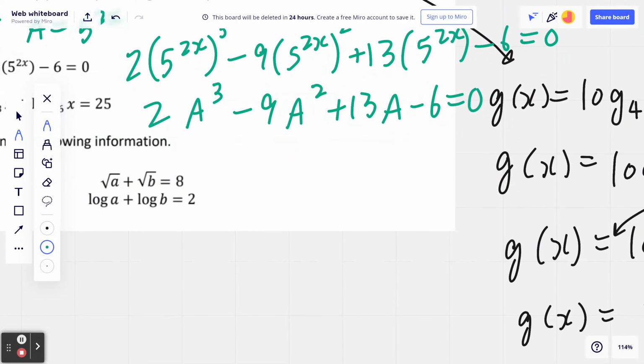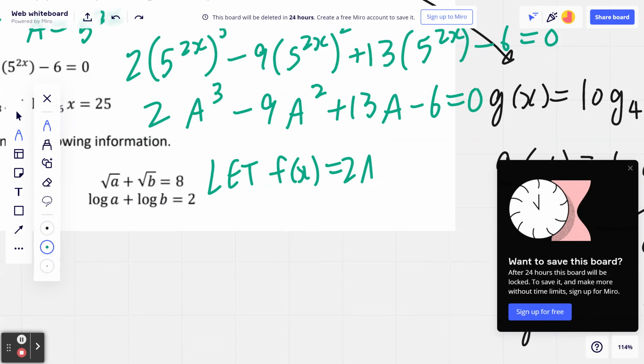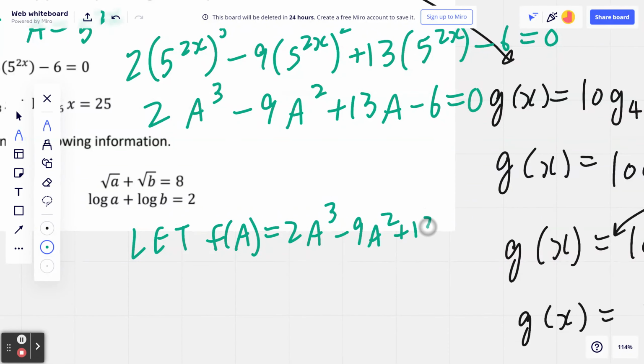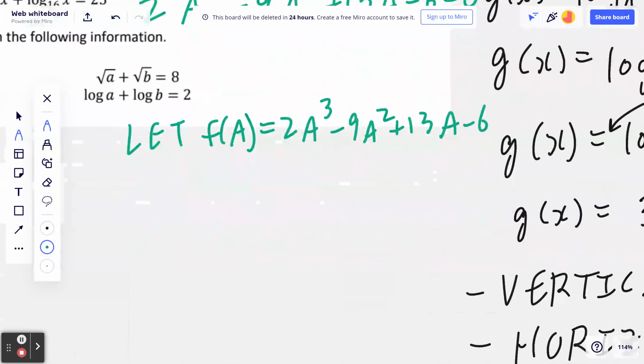Now, again, remember, if you can do this without letting a equal 5 to the power of 2x, that is perfectly fine, right? So in this case, let f of x equal this left-hand side. Actually, let me rephrase this, now that I'm doing it live with you. I'm going to say let f of a equal 2a cubed minus 9a squared plus 13a minus 6. Think about unit 1, polynomials. Think about the factor theorem. So I'm looking at the factors of 6, and I'm going to grab f of 1.